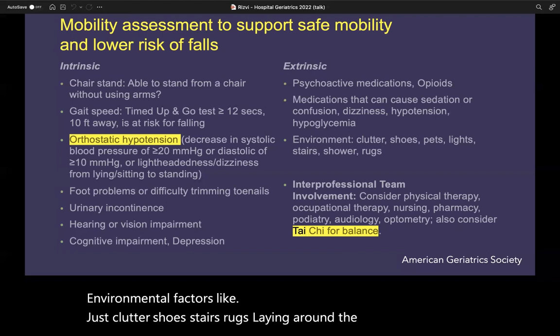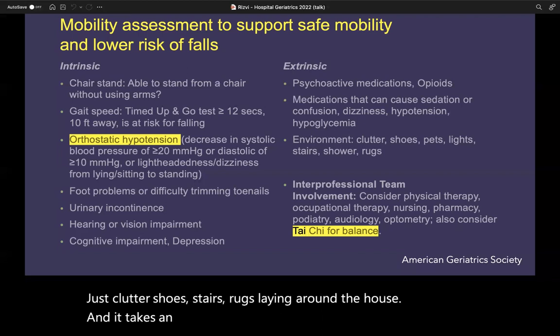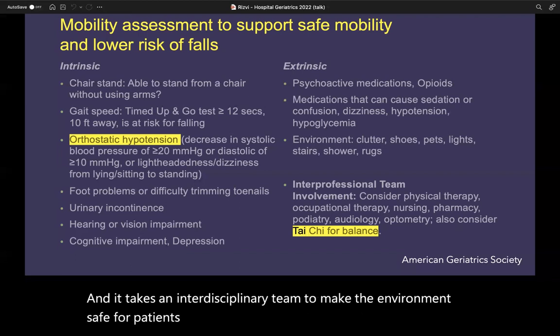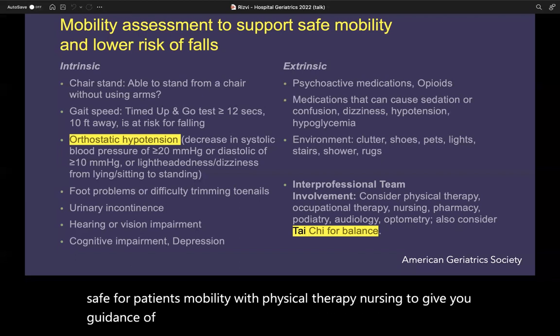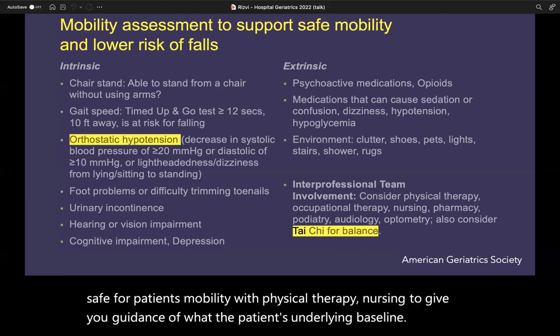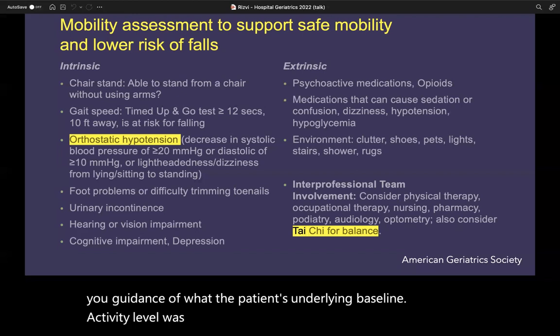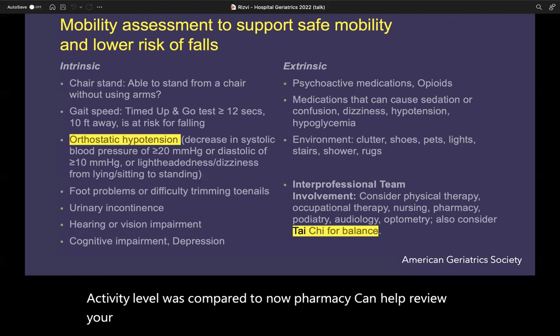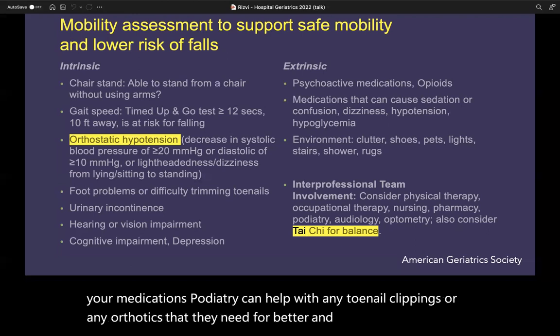And it takes an interdisciplinary team to make the environment safe for patients' mobility, with physical therapy, nursing to give you guidance of what the patient's underlying baseline activity level was compared to now. Pharmacy can help review your medications. Podiatry can help with any toenail clippings or any orthotics that they need for better and safer ambulation.